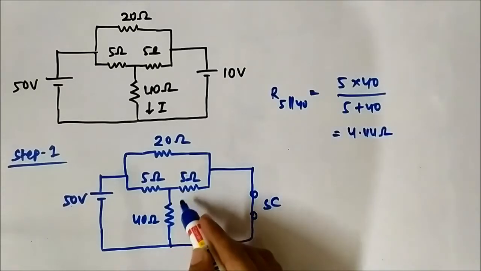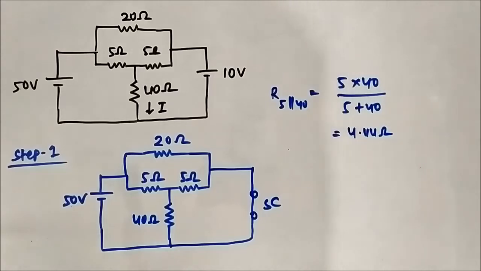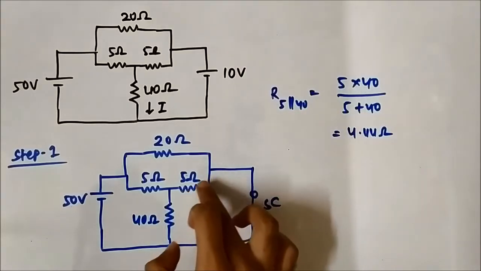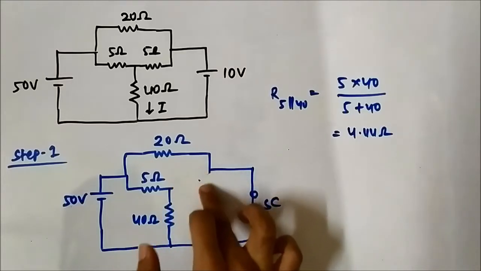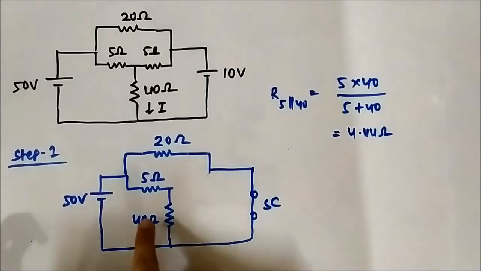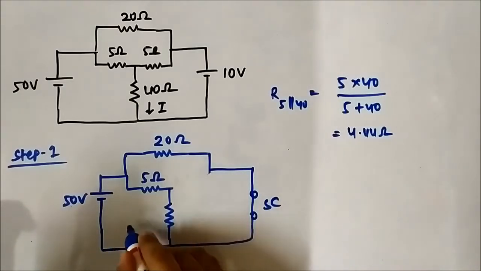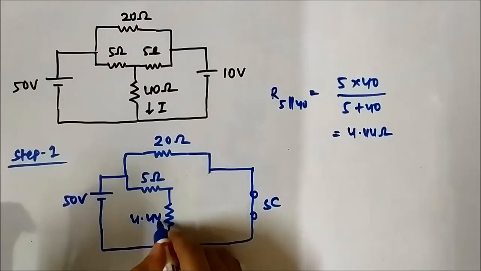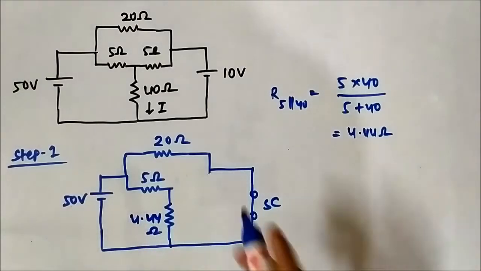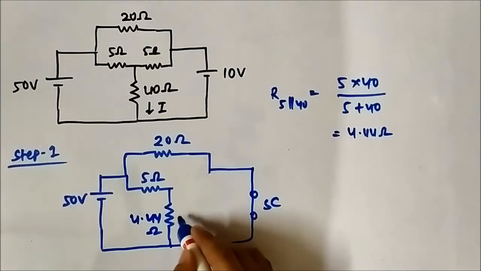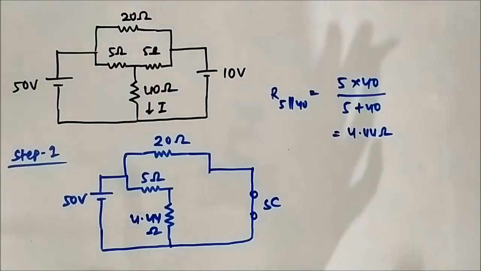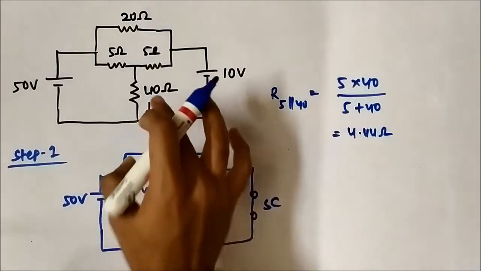Okay, so we will replace this with 4.44 ohm, and also this circuit will change. I am changing it here. So we have replaced these two with the equivalent resistance 4.44 ohm, this resistance. Now we have to determine the current flowing through the 40 ohm resistor. We will come to that.